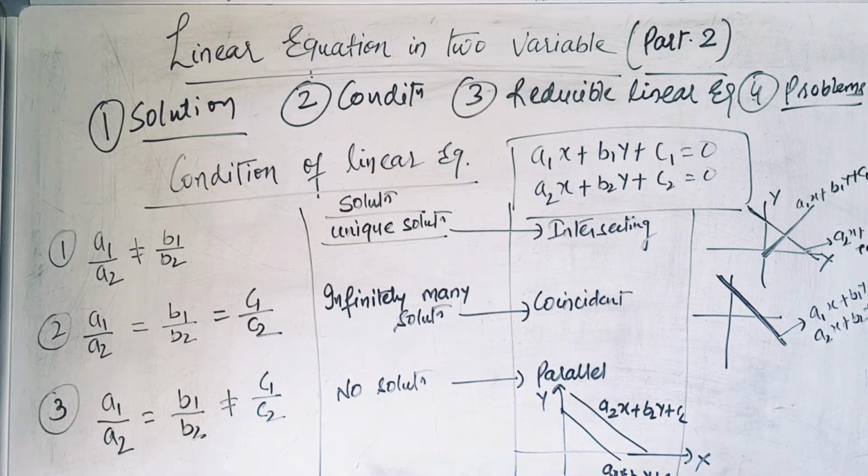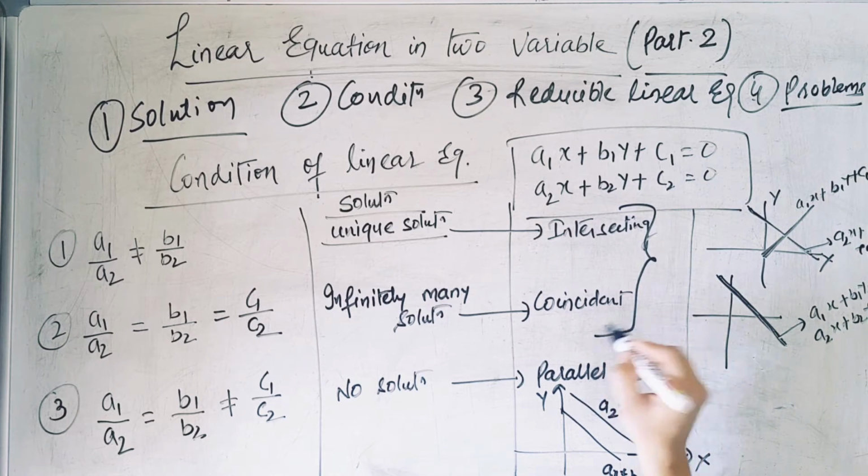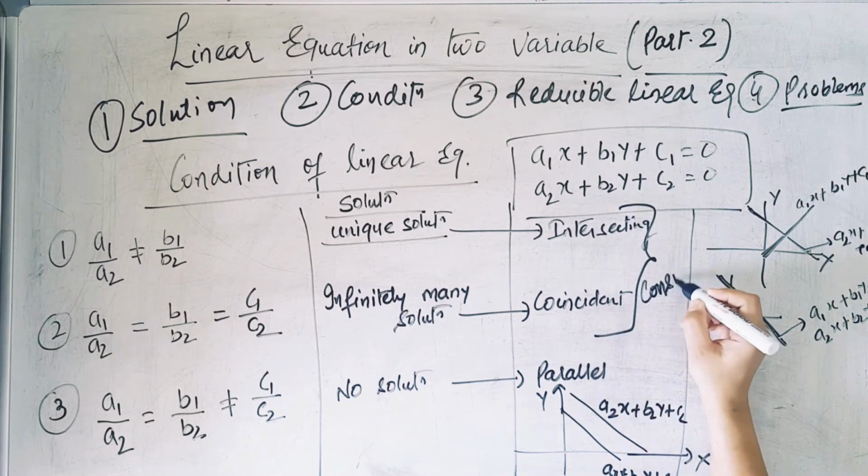And yes, one more question comes: whether the lines are a consistent or inconsistent system of equations. So if we get intersecting and coincident lines, this solution is consistent.